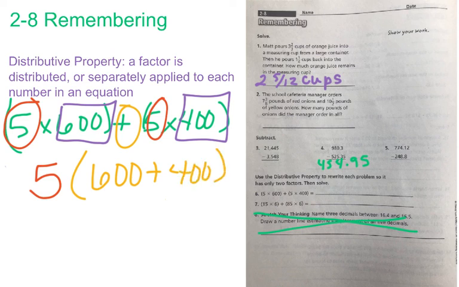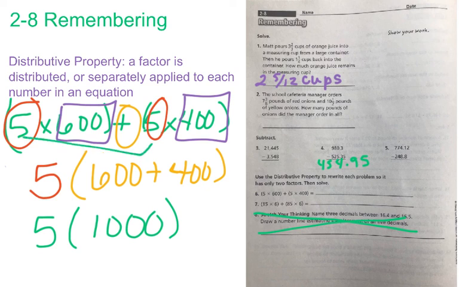And so your answer is going to be 5 times the quantity 600 plus 400, and 600 plus 400 is equal to 1,000. And there is your problem written in 2 factors, 5 times 1,000. And again, all you're doing is changing how that 5 is distributed throughout that problem and adding the other 2 numbers together. You can go ahead and complete numbers 2, 3, 5, and 7 on your own.